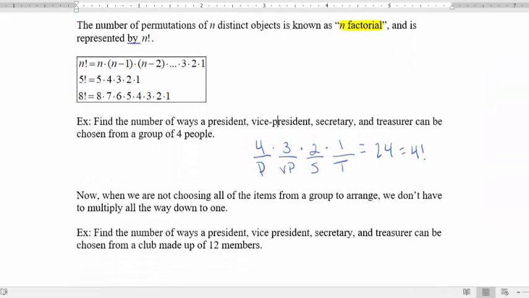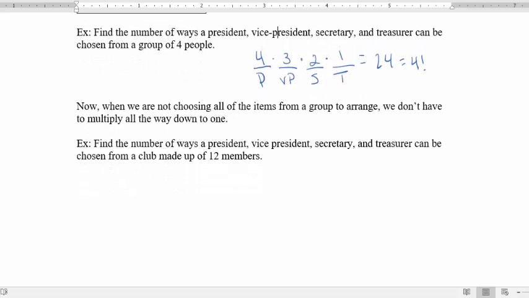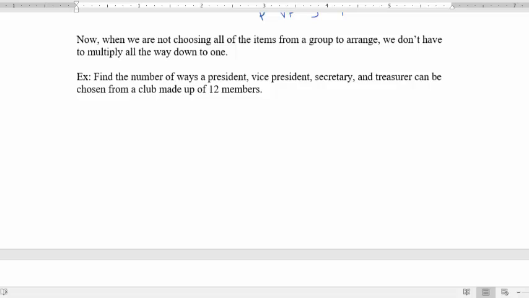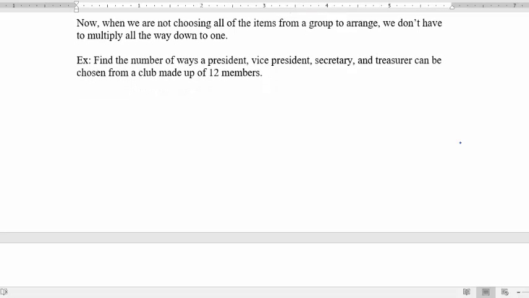All right. So now in that one, all of the people had a position, right? We used up all 4 of the people in a position. But let's say there's a club or some organization that has 12 members now. Now they're all not going to get a position. So in this case, you're still choosing a president, a vice president, a secretary, and a treasurer. But now they're not all going to get a position.